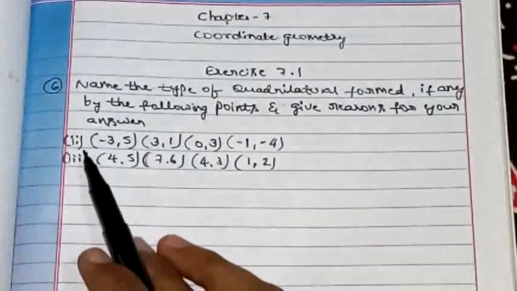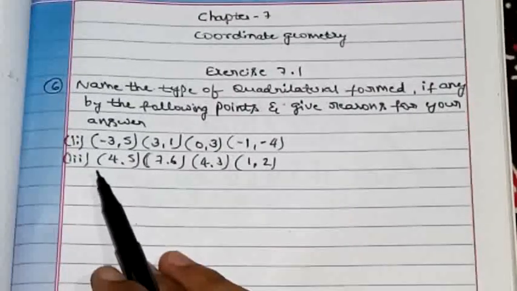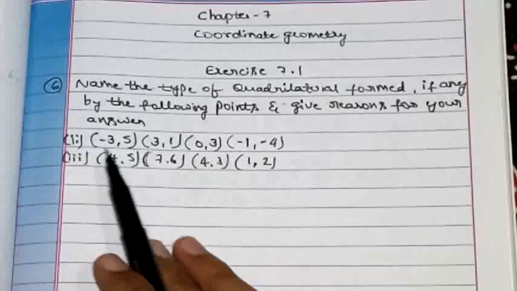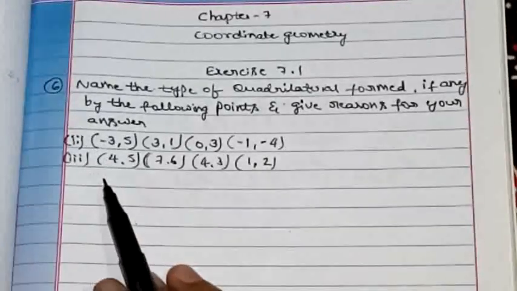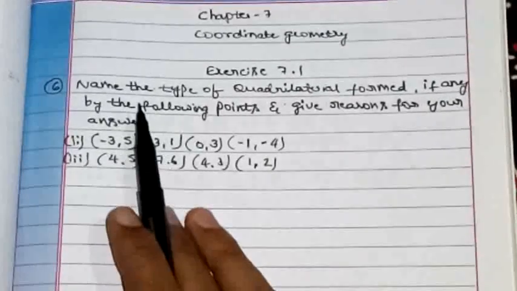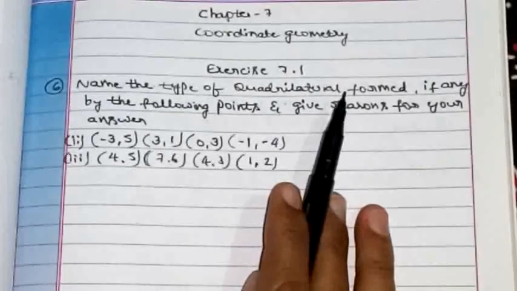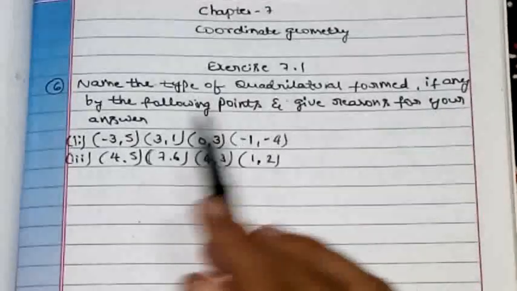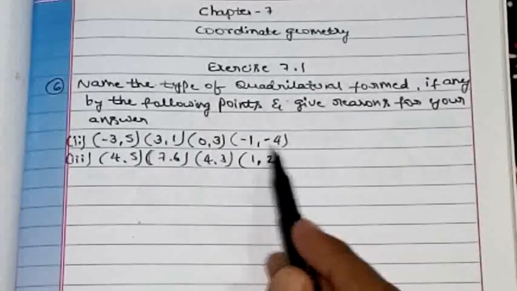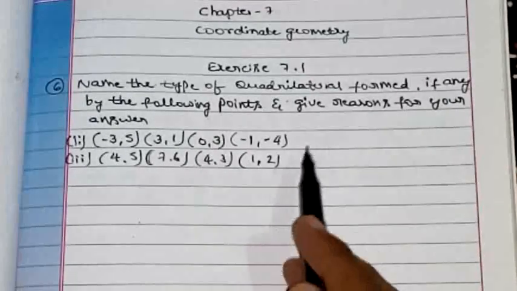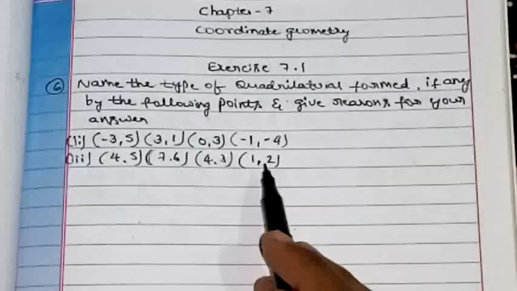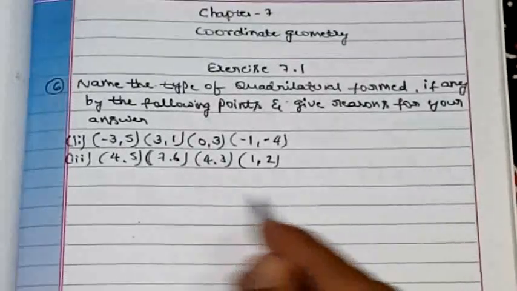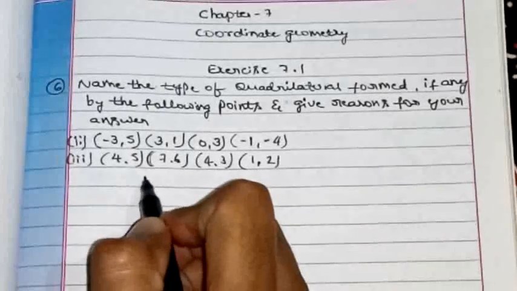Right now, here in this video, we will solve chapter number 7, coordinate geometry, exercise 7.1, the second and the third question. Already we have solved the first question, so we will solve the second and third question. Now the question is, name the type of quadrilateral formed, if any, by the following points and give reasons for your answer. Now how to solve this? As usual, the same method you used in the last problem, you need to use. Now we will solve the second one, right?